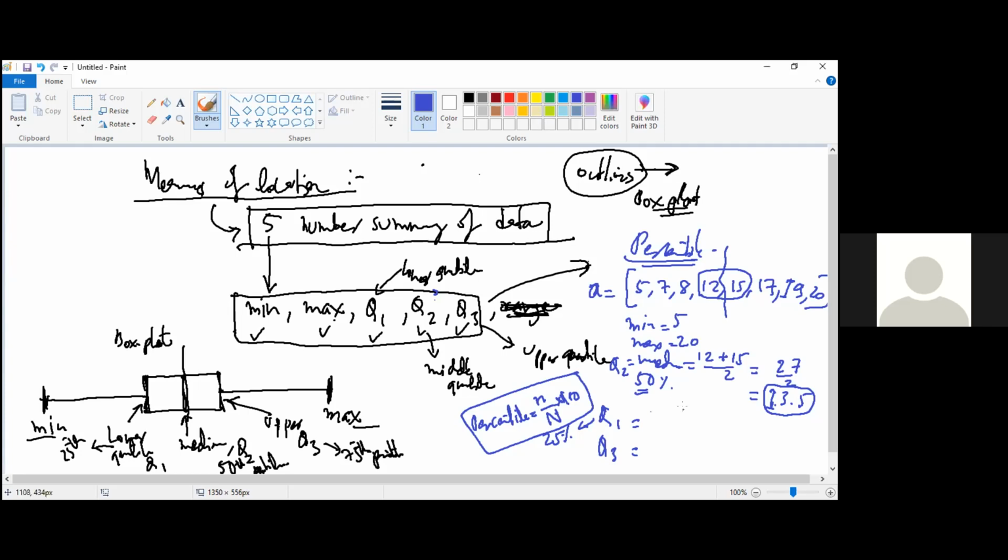Yes. Anybody? Ma'am, what is small n in the formula? Small n is the number of data points which are less than that percentile value. Okay, ma'am.